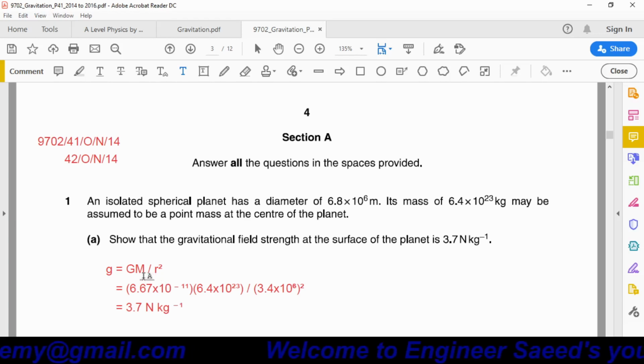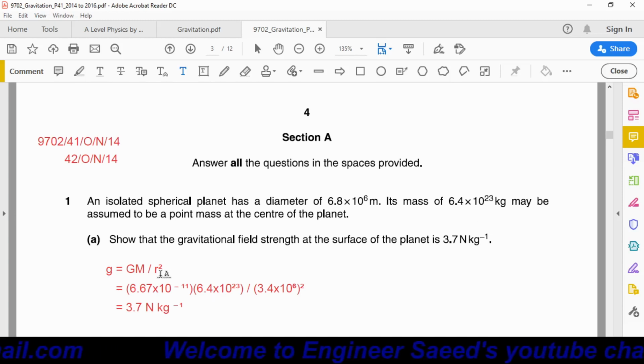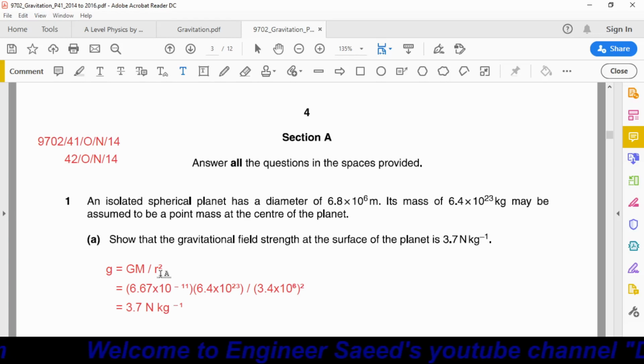This M is the mass of the planet. The mass of the planet is given here as 6.4 × 10^23. And what is the value of R? R is the radius, or the distance from the center of the planet.